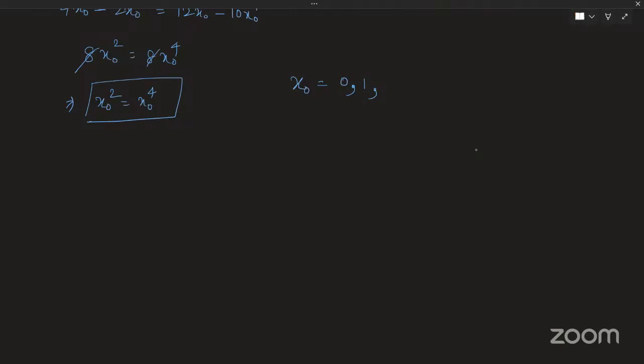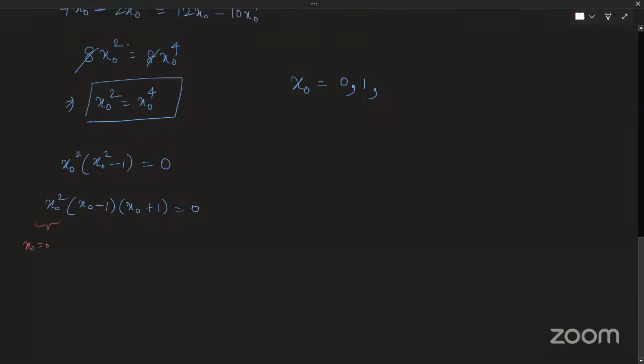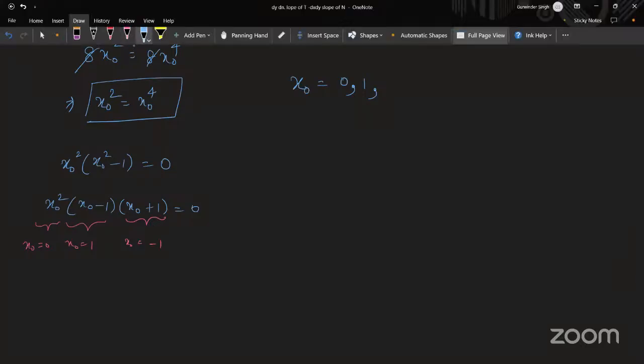Okay, so if you are not able to think of it, see, this can be written as x naught square into x naught square minus 1 is equal to 0, something like this, right? So x naught square into x naught minus 1 into x naught plus 1 is equal to 0. So obviously, if I equate all of these things to 0, the first thing will give me x naught is equal to 0. This will give me x naught is equal to 1. Can you tell what will this give me? The value of x naught it will give me? Minus 1.